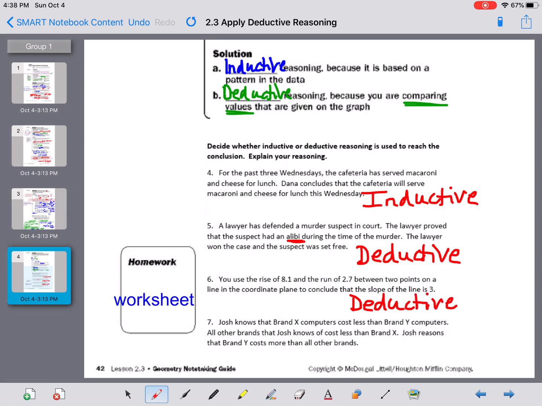All right, and our last example here, Josh knows brand X computers cost less than brand Y computers. All other brands that Josh knows of cost less than brand X. Josh reasons that brand Y costs more than all other brands. Is it based on patterns or based on facts? He's definitely observed different prices over the time, but it doesn't look like he has any prices. It doesn't look like he has any data. It looks like it's just an observation. So I'm going to call that one inductive as well. Okay? So deductive reasoning, facts, things you can prove, and inductive is based on patterns. Okay? Try your worksheet. If you have questions, let me know.